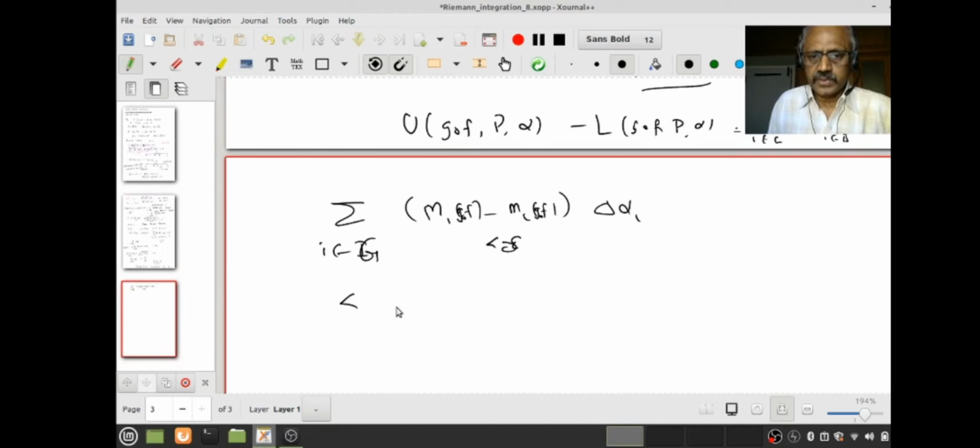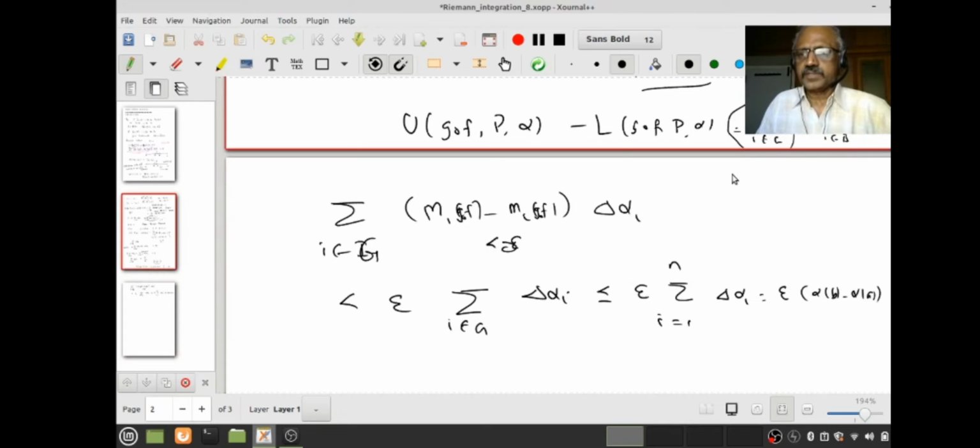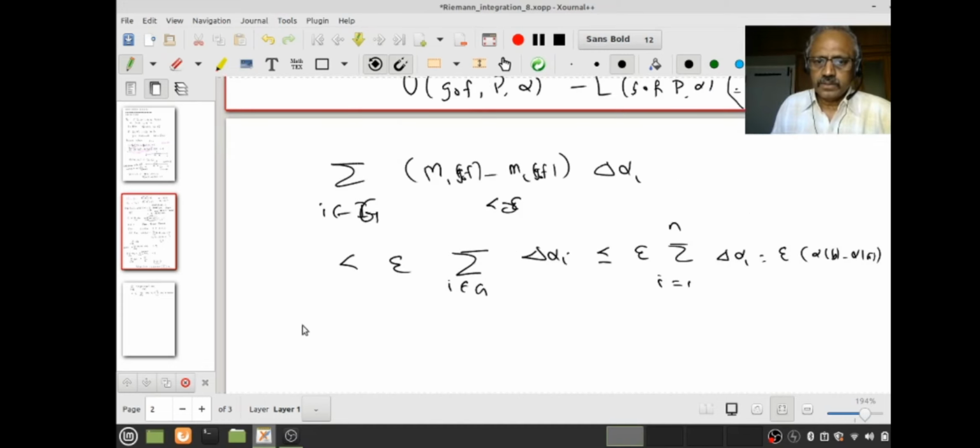Therefore this is less than epsilon times the summation of delta alpha I running over G, but that's less than or equal to epsilon times the summation of delta alpha I from 1 to n, which is epsilon times alpha b minus alpha a. You understand that? Therefore the first sum over the good indices will be less than epsilon times alpha b minus alpha a. Have you understood? Now let's look at the bad one. We had already done it, but let me just go through it.